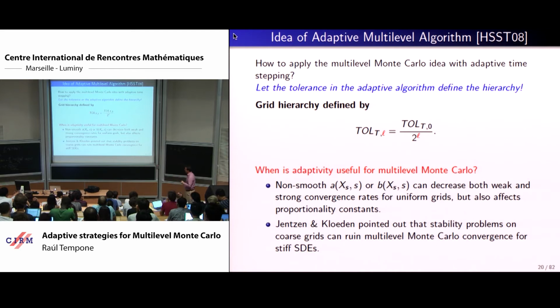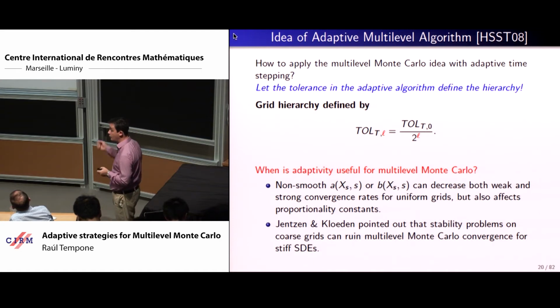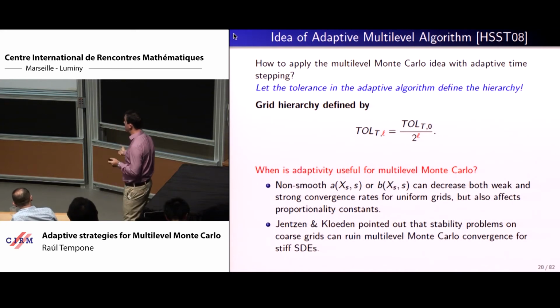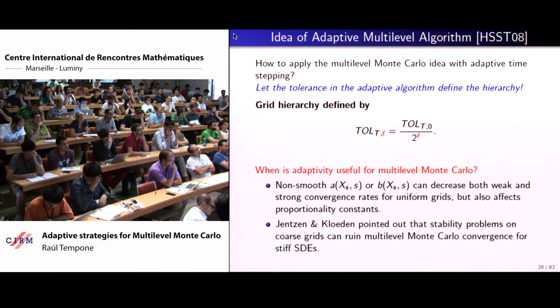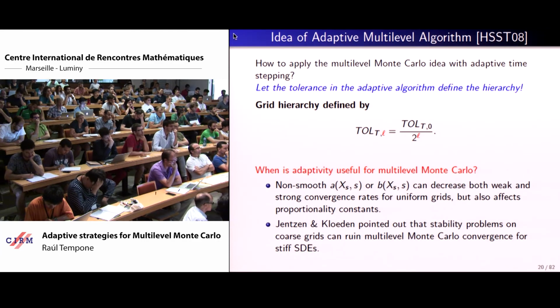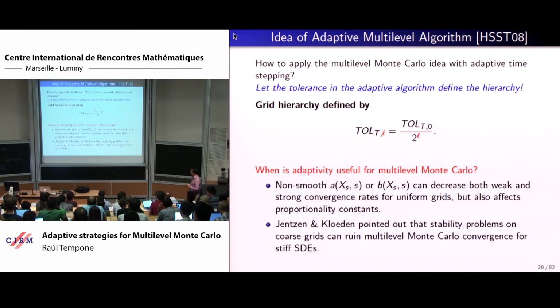Okay, so what was the main idea again? Let the tolerance in the adaptive algorithm define the hierarchy. That's essentially what you have to remember. And this works in any problem. If you have a sound error density for PDEs or SDEs, you can just use this approach and it will work. Like I said before, adaptivity is useful when you have issues with a or b, or the process itself may have issues with respect to, say, boundaries where it is being, for example, stopped or reflected, that actually ask for adaptivity. You may have stiffness as well, and this is also nicely treated by adaptive algorithms.